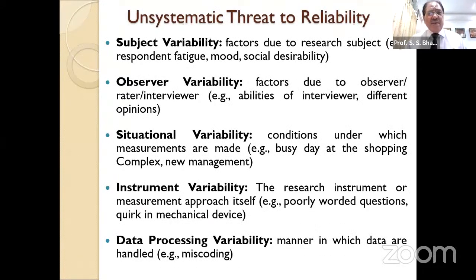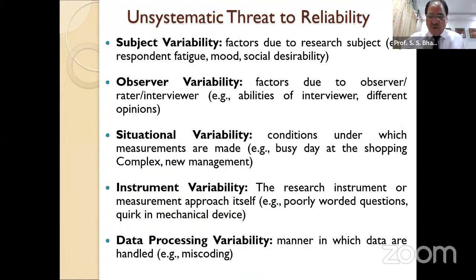Now, reliability, I told you that there can be different reliabilities and validities. Now, there are some threats, or reliability can be jeopardized, or it can be lost, not only because of the measure, it can also be lost because of other things in research, like subject variability. That is when the subject, meaning the respondent, varies. When respondents are in different states, that is either they're tired, fatigued, the mood is good, bad, and at times because of social desirability.